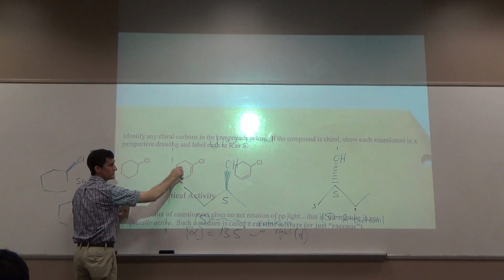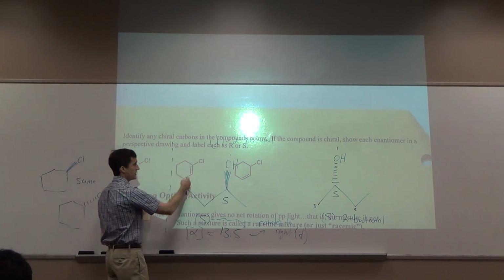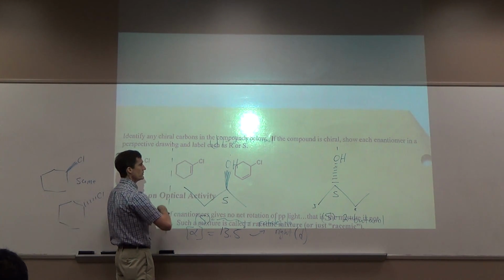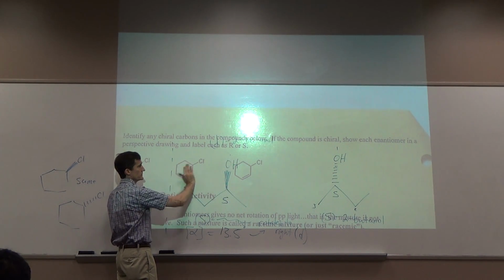Again, it's not tetrahedral. It's not chiral because to be chiral, it has to be a tetrahedral carbon. There's no chiral carbon here. Also, you would never show this dashed or bold anyway because that's planar. It's all on the plane of the board.